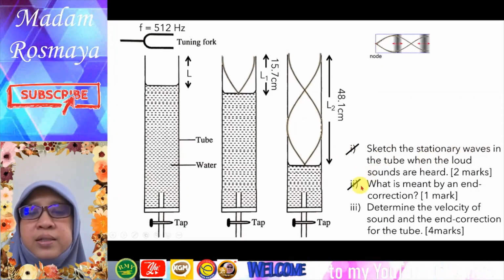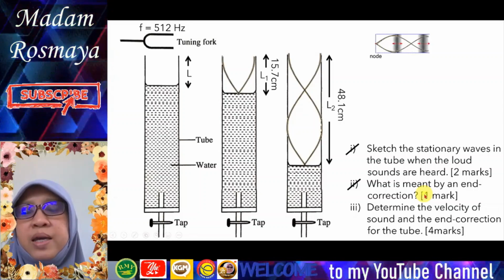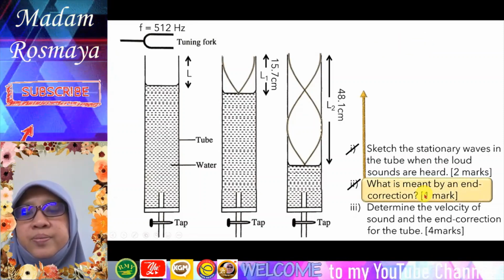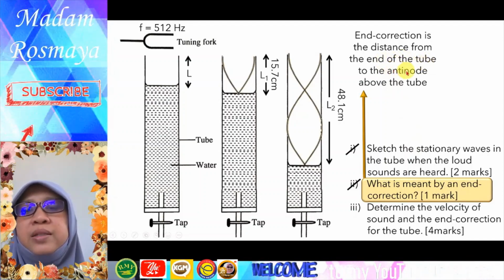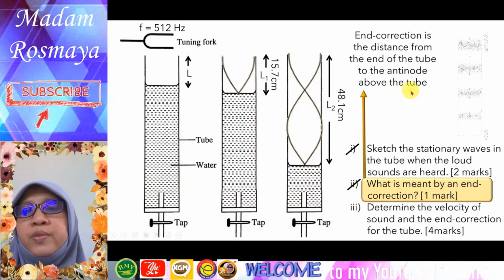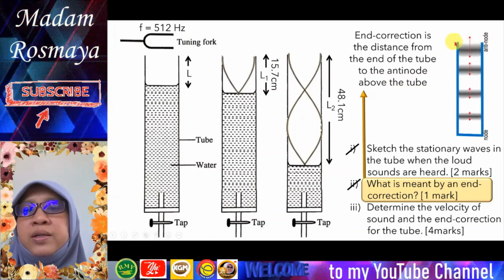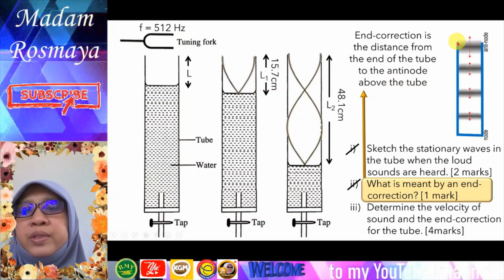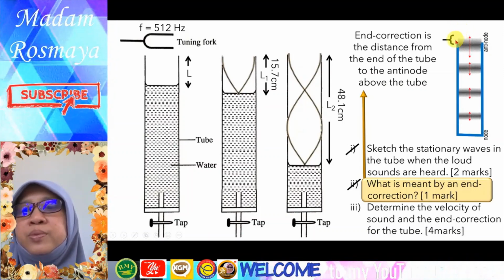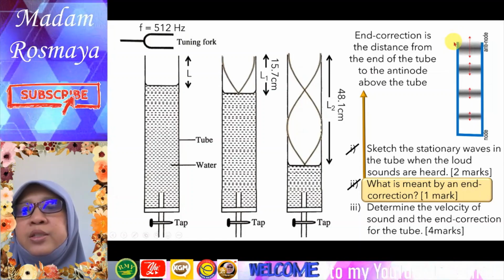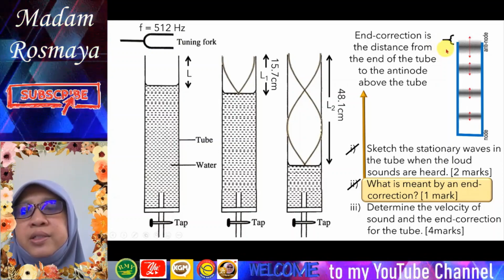So the second question is the meaning of end correction. What is meant by end correction? End correction is the distance from the end of the tube to the antinode above the tube. So let's say this is the end of the tube, from the end of the tube to the antinode above the tube. This part is the end correction. Usually we use the symbol C for the end correction.